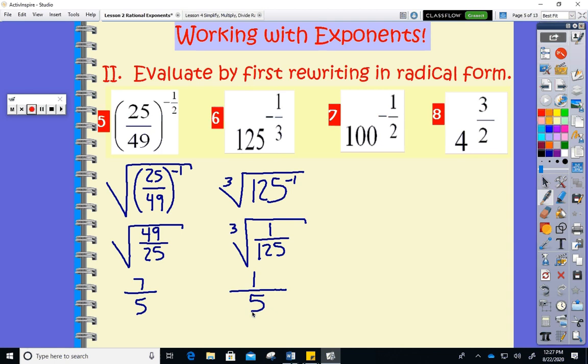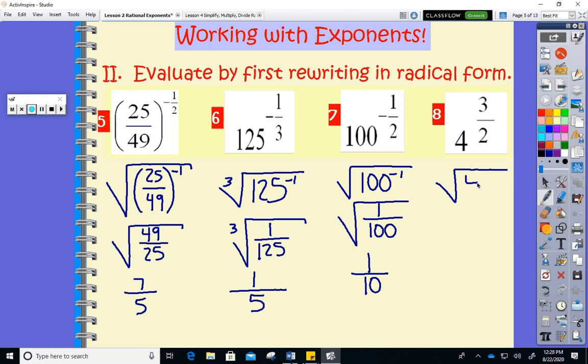So, same thing on the next one. I need to make this the square root of 100 to the -1 power. So that means the square root of 1 over 100, and that is, you're right, 1/10. Way to go, you. Now on the next one, 4 to the 3/2 power, well, that means the square root of 4 cubed.